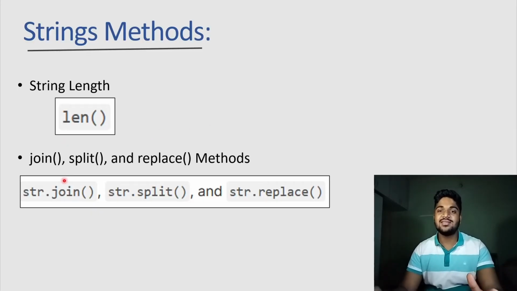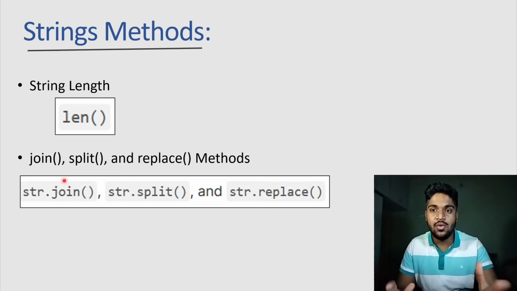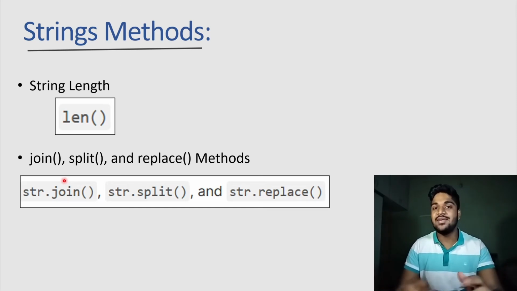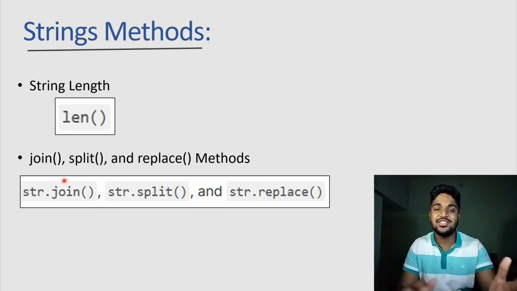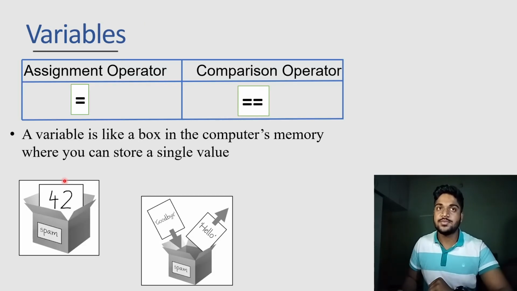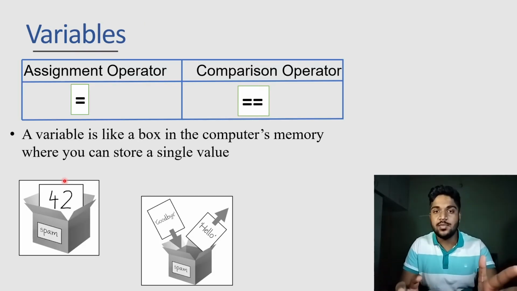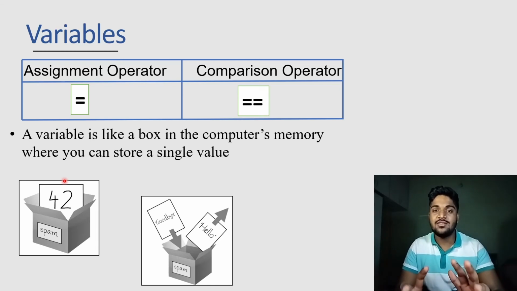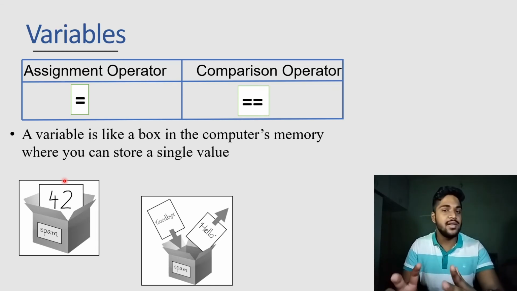So this is it. Then comes join, split, replace methods. These are methods that we don't really need to learn now. We can do that in future when we learn lists and dictionaries in upcoming videos. Next comes the variables. Before that, let's know what assignment operators and comparison operators are.